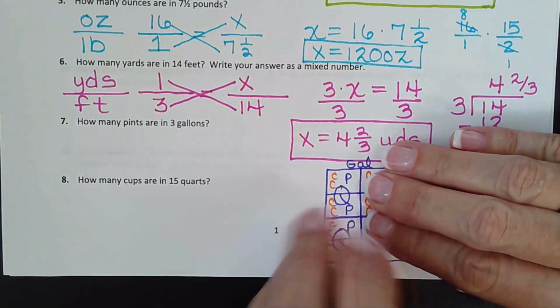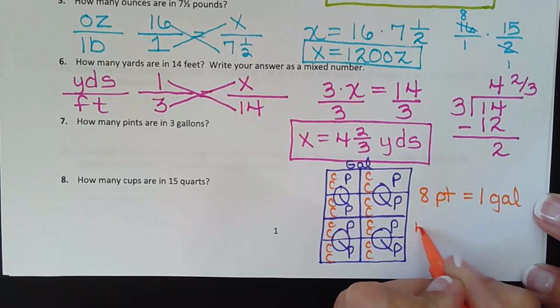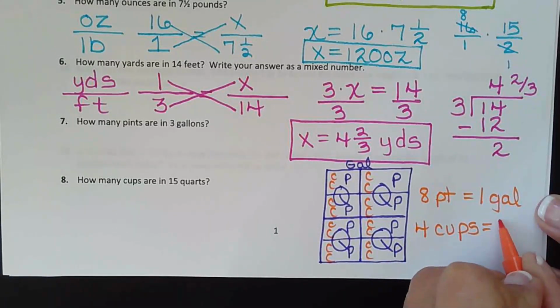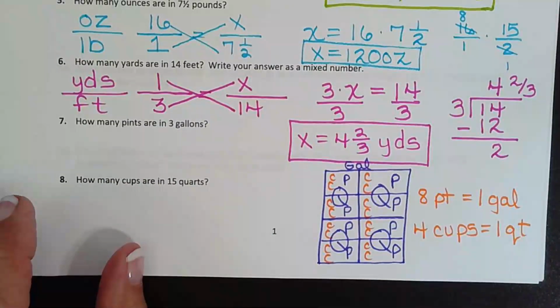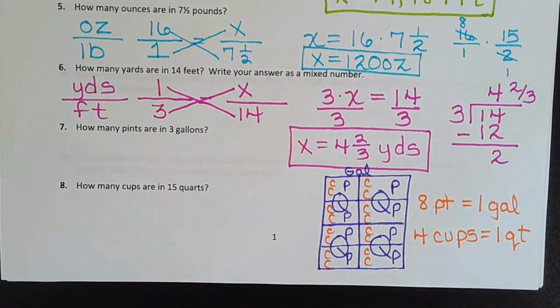So 4 orange cups in 1 quart. So I'm going to write that here. 4 cups equal 1 quart. Yeah, maybe if I cooked more, I might have some of this memorized, but definitely not my area of expertise.